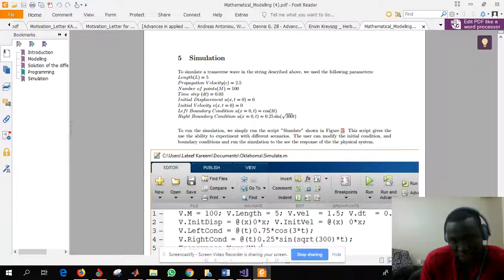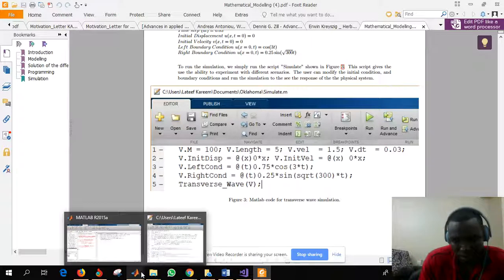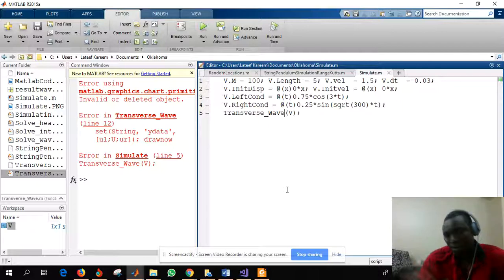So then to do the simulation, I have this set of parameters here that I used, and I created a script for the simulation that calls the transverse wave code. So when you run this, you'll see the wave propagation. So I am going to do that now so that you can see how the code works. So we can make changes to any of these and then see the behavior.